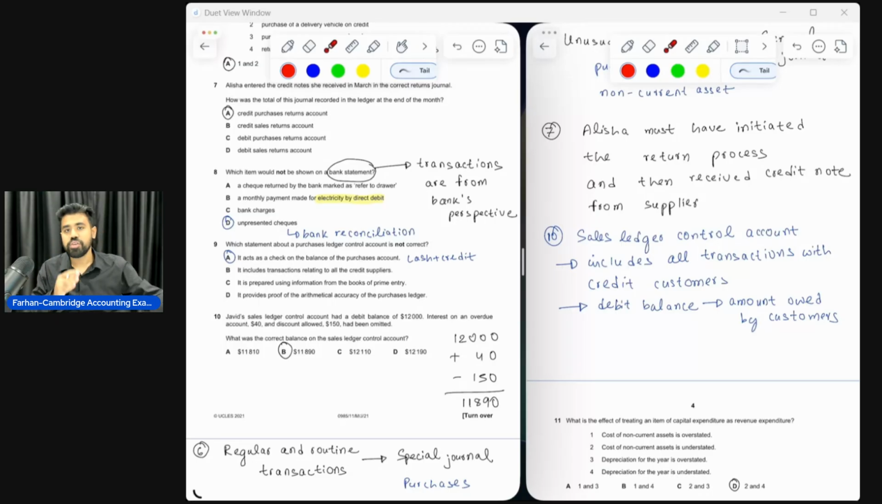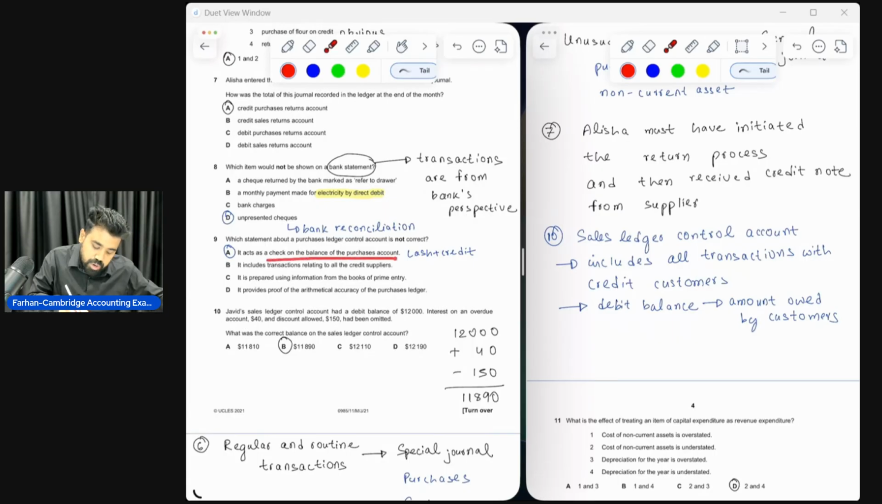So now let's read through the options. Option A, it acts as a check on the balance of the purchaser's account. Okay, now the purchaser's account in itself will include both the cash and credit purchases. Isn't that so? Right. So therefore, we know for sure that it is option A, which is incorrect, and that's the one we would be selecting.